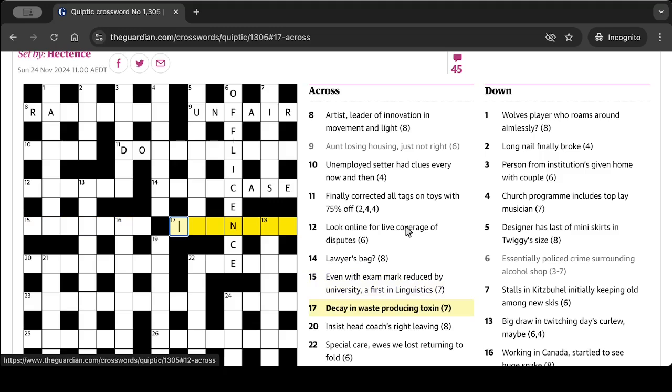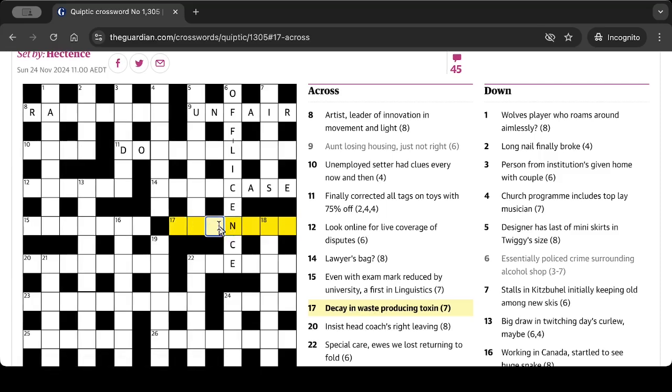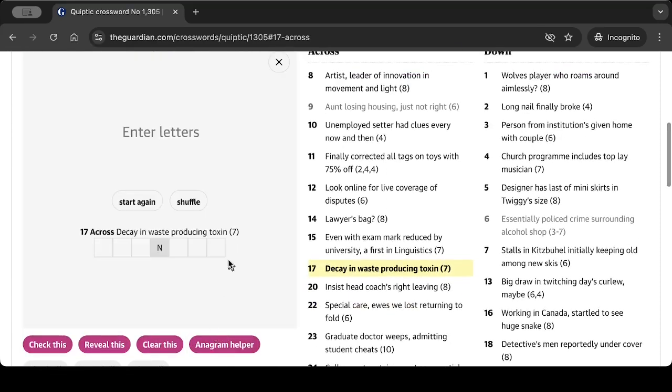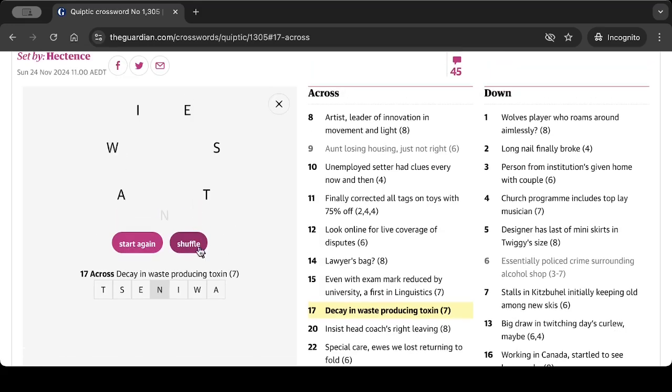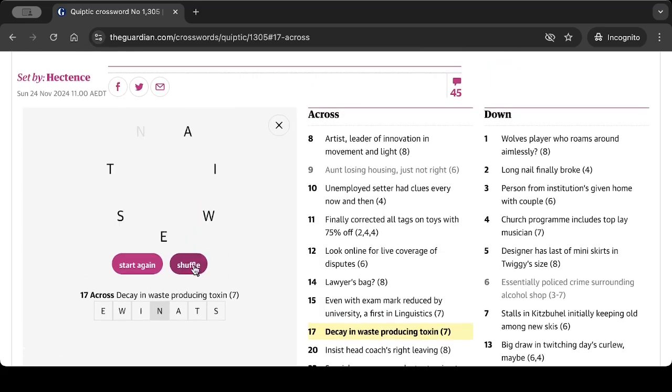Decay in waste producing toxin. So decay could be an anagram indicator. That fits potentially because in waste is 7 letters and we have an N in the clue. And it might be a toxin. So let's just get the anagram helper out, shuffle this around a little bit. And we're looking for a word that's a toxin. It could be a stein something, or... What have we got? I wonder if it's a word that I'm not familiar with.